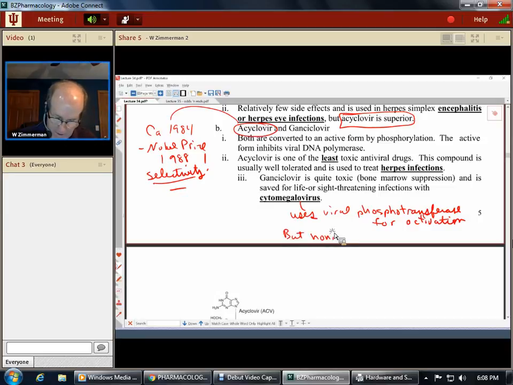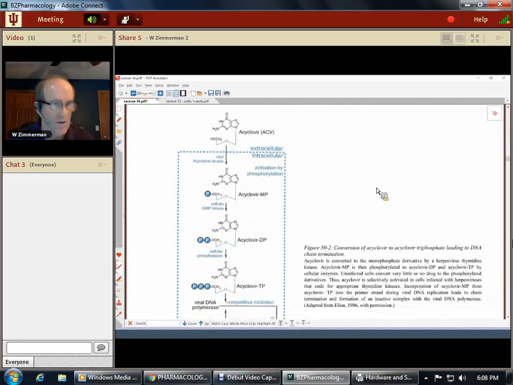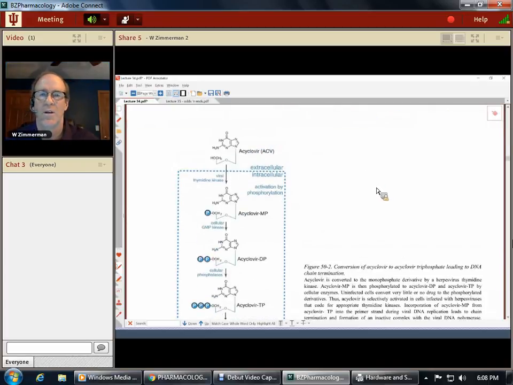In non-infected cells, it can also be activated. And that's why it causes myelosuppression. You're going to get a good activation of it in the bone marrow cells, and that causes trouble. That'll become clearer when we talk about acyclovir on the next page. Let's take a look at this. This is the miracle drug.